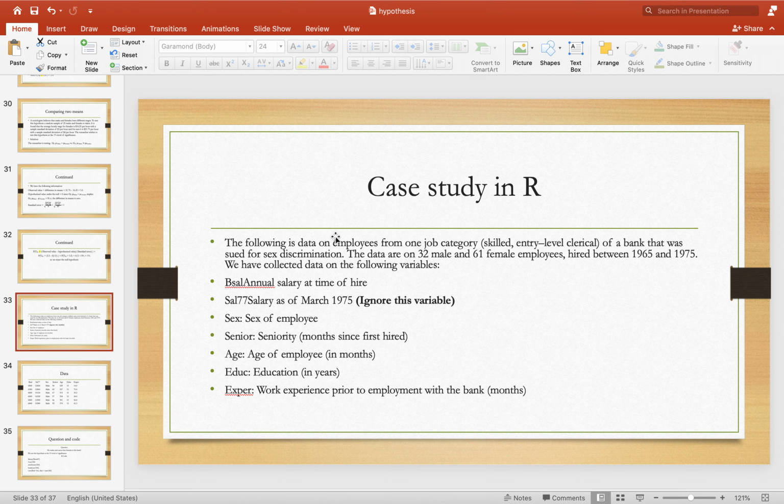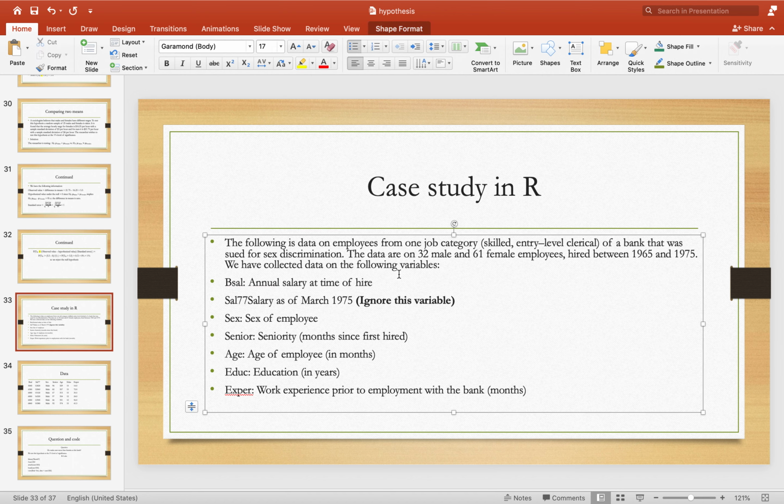in which this is real data that has the starting salaries from different job categories at a bank that was sued for sex discrimination. And we have the data on 32 male and 61 female employees. And what we're going to compare is always the starting salary. Okay. So I'm going to have this B cell, which is the annual salary at the time of hire, and that's what I'm going to look at.